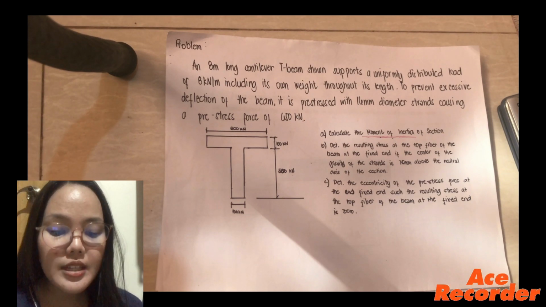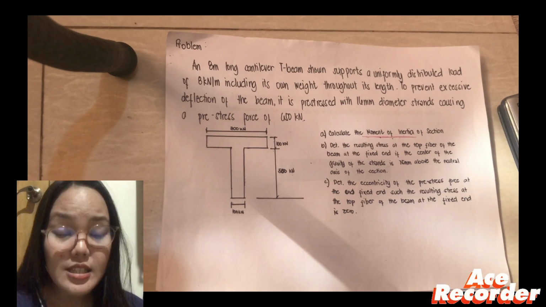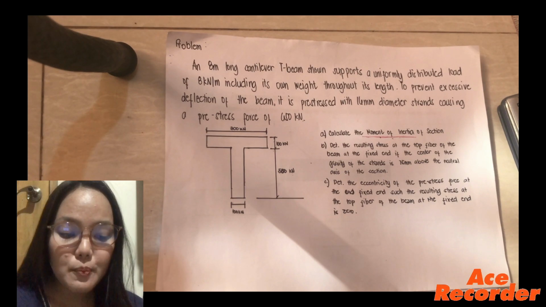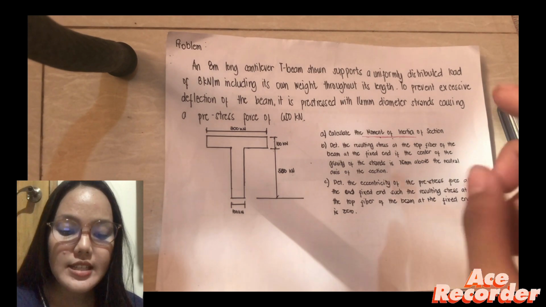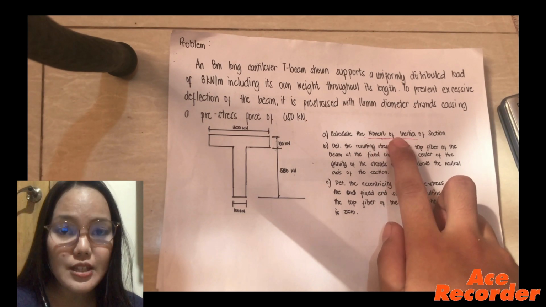B. Determine the resulting stress at the top fiber of the beam at the fixed end if the center of gravity of the strands is 75 mm above the neutral axis of the section. And C. Determine the eccentricity of the pre-stress force at the fixed end such that the resulting stress at the top fiber of the beam at the fixed end is 0.